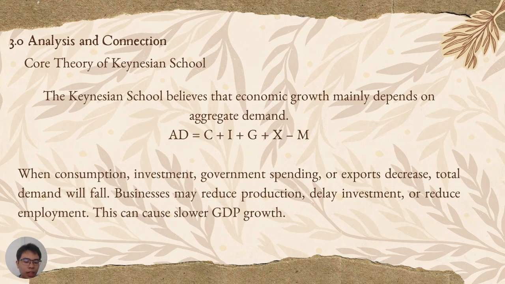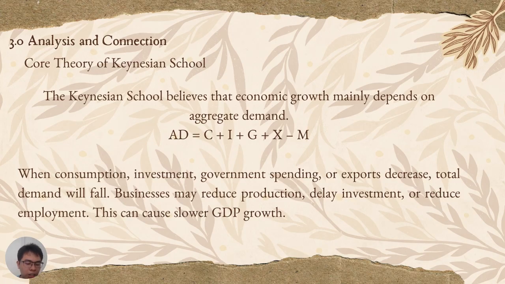In this part, I will analyze Malaysian economic growth slowdown through the perspective of the Keynesian school. The Keynesian school argues that economic growth is strongly influenced by aggregate demand, which refers to the total spending in an economy. The formula is AD equals C plus I plus G plus X minus M. C is consumption, I is investment, G is government spending, X is export, M is import.